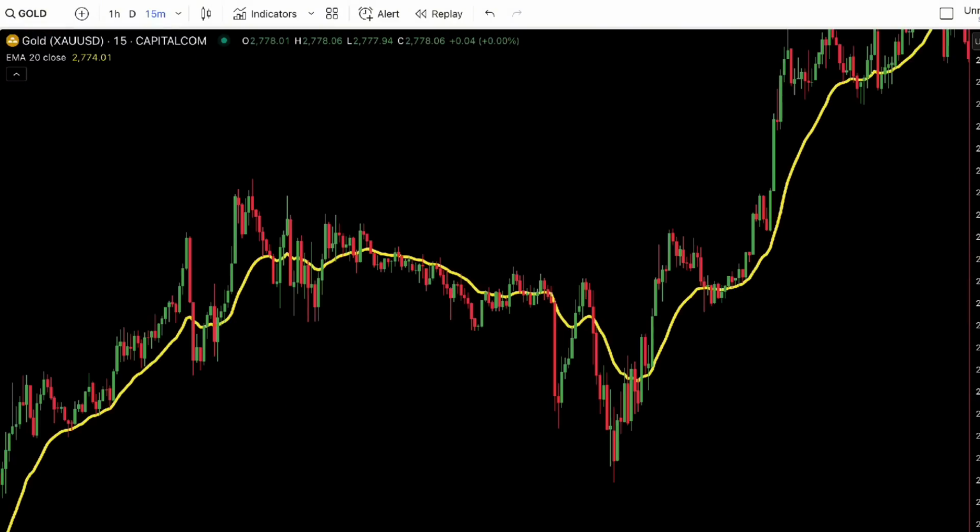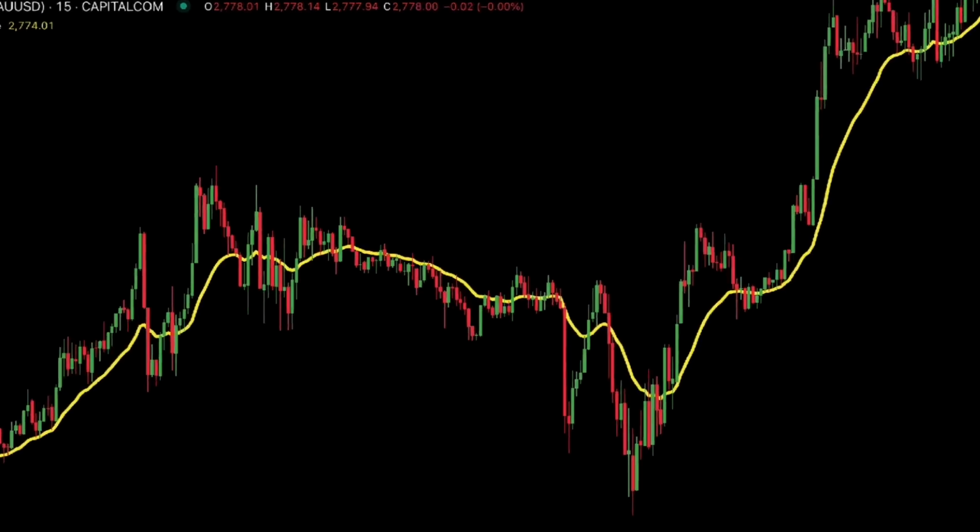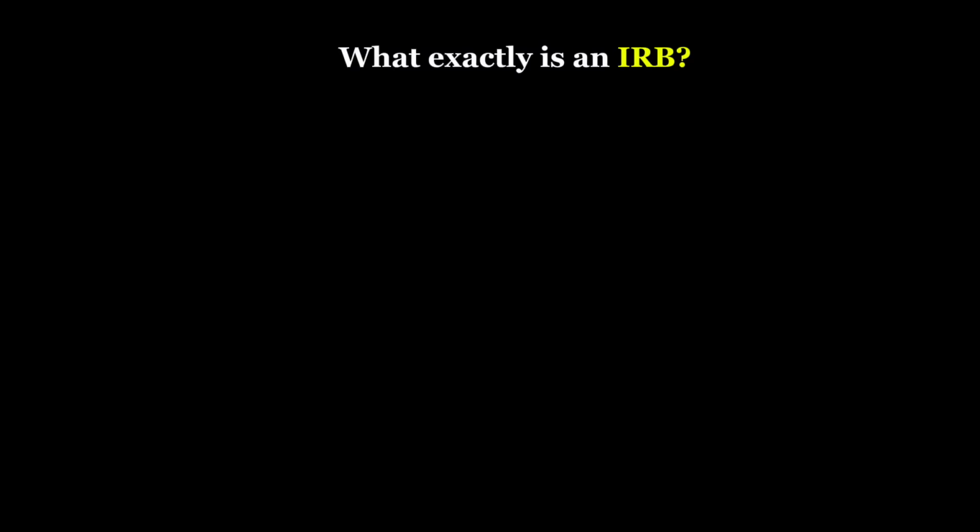Even with the exponential moving average, we can sometimes get false signals, but don't worry, we'll use another more accurate tool later to confirm. For now, let's move to the second part of this strategy, the inventory retracement bar. This might sound a bit advanced, but don't worry, I'll break it down so it's easy to understand. What exactly is an inventory retracement bar?